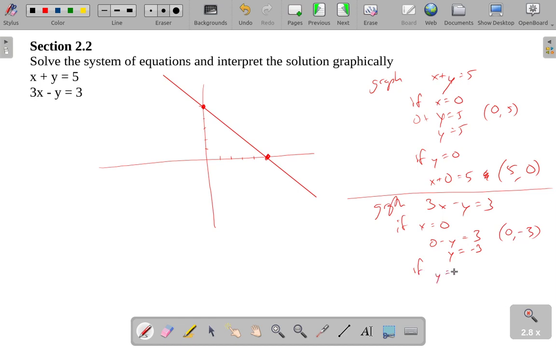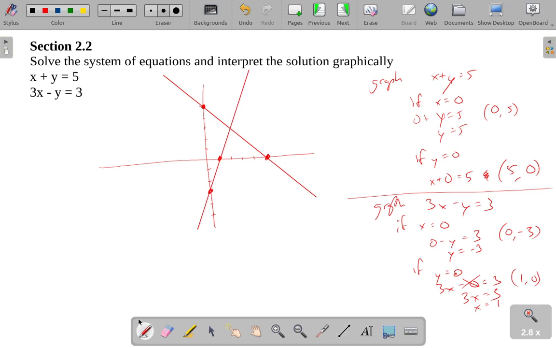If, however, the y-coordinate was equal to 0, we'd get 3x minus 0 equals 3. This part goes away. We get 3x equals 3, or x equals 1, because I divide both sides by 3. This gives me the point (1, 0). The point (0, negative 3) is there. The point (1, 0) is here. So graphing this line looks about like that.